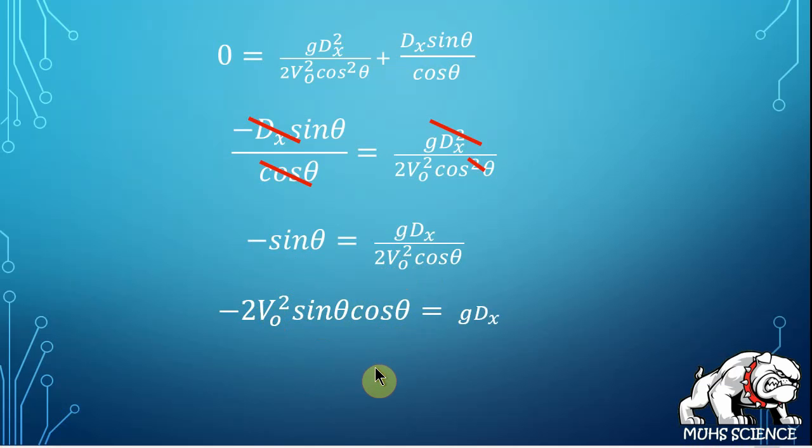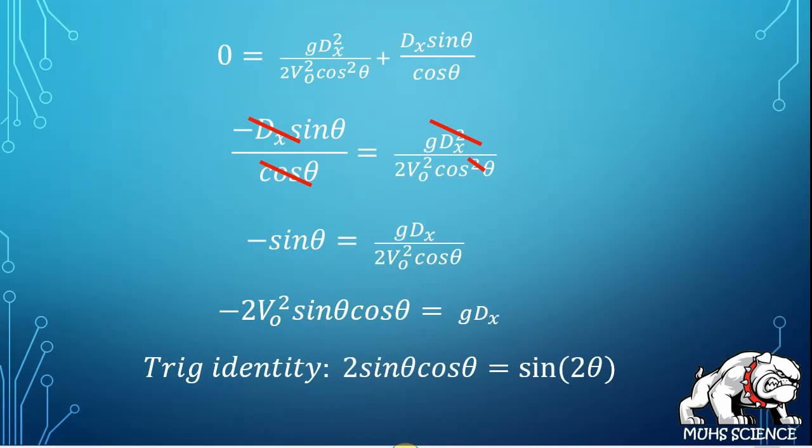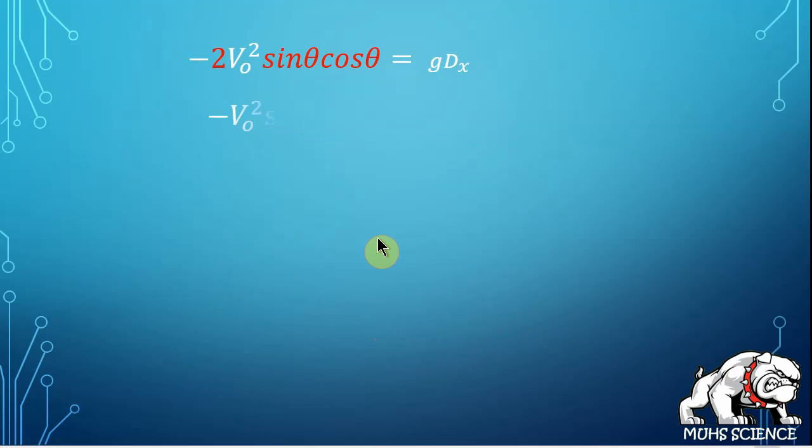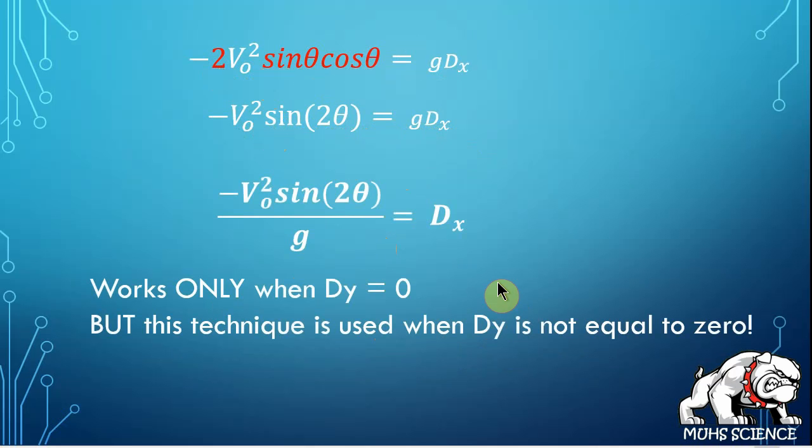If you study your trig identities, there's a trig identity that says that 2 sine theta cosine theta is equal to sine 2 theta. This is a double angle formula. Well, here's my 2, here's my sine theta cosine theta. So I'm going to copy this onto the next slide, and then replace what's in red with sine 2 theta. So there's the 2 sine theta cosine theta. I've now made that sine 2 theta. I'm still left with negative v naught squared is equal to g dx. All I'm going to do now is divide by the g, and this is the range equation.